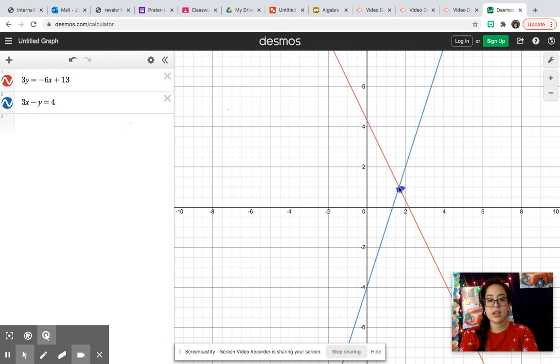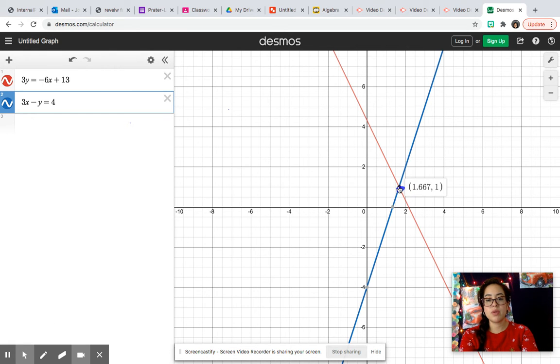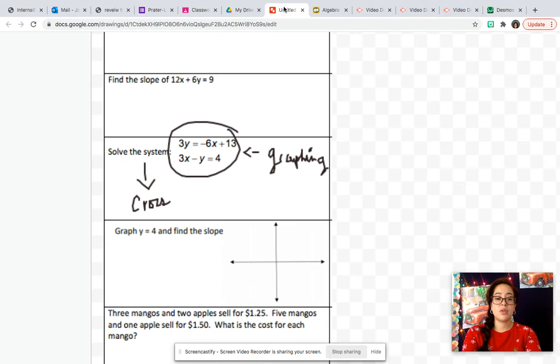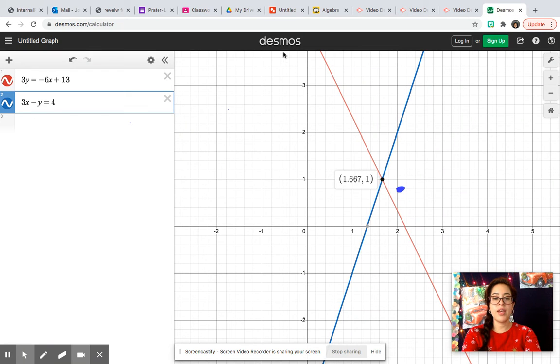So I can easily click onto my Desmos, and I could see that the two lines cross at 1.66 and 1. So that would be my solution, where x is equal to 1.66. Remember, we have to know what x and y are for our solution, and y is 1.